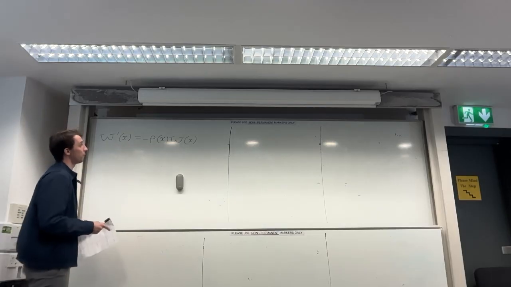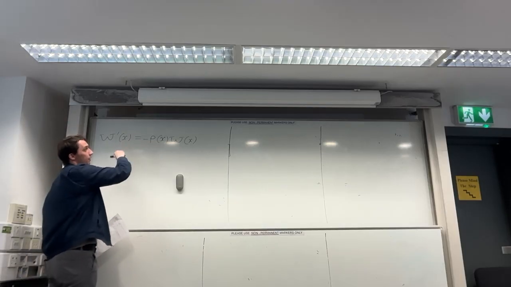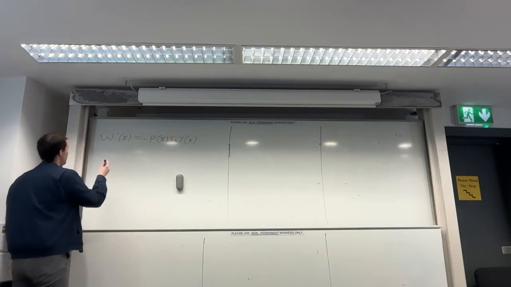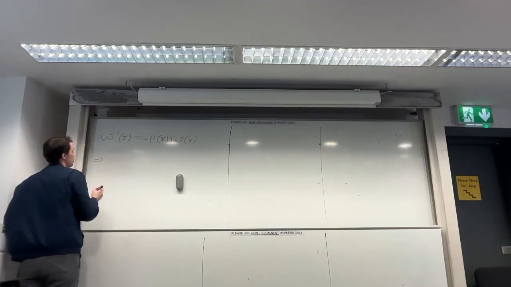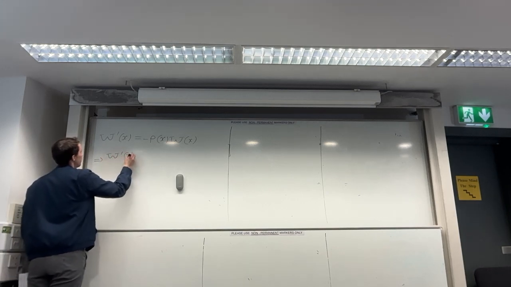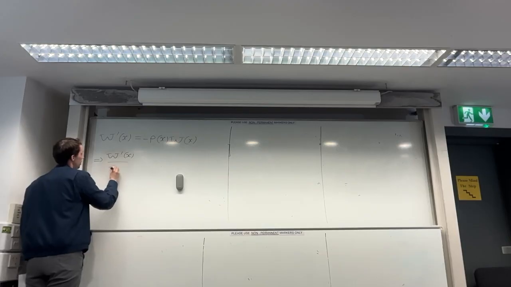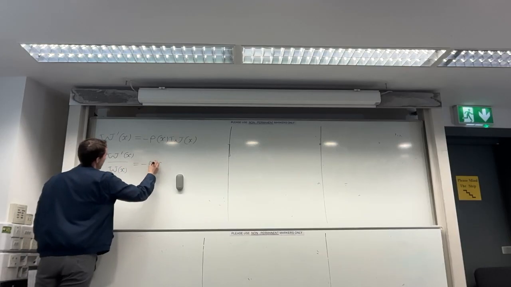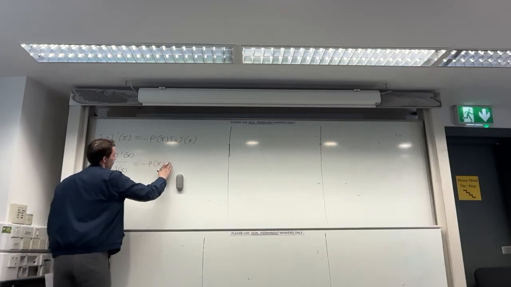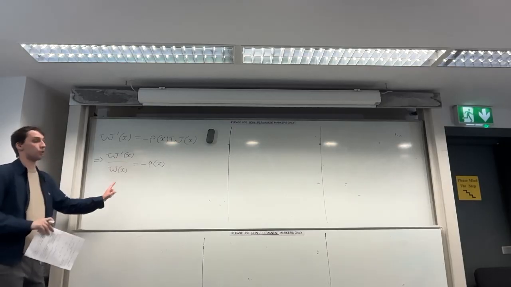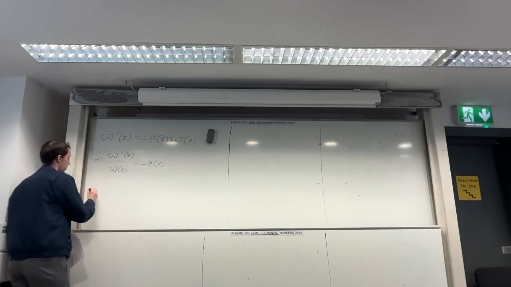To do that, we're going to bring all of the W's to one side and then integrate. If we divide both sides of this equation by W, we get W prime of x divided by W of x, and that's equal to minus P of x. Now we're going to integrate both sides of this differential equation.